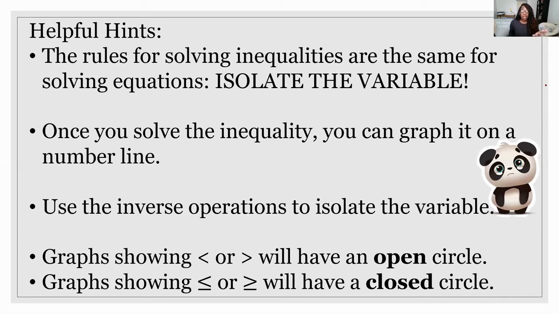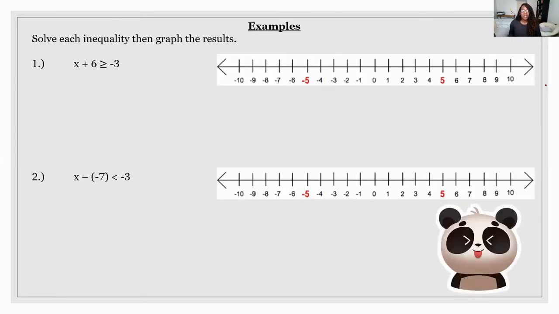Once you solve the inequality, you can graph it a lot easier on the number line. Remember, for graphing, if it's just less than or greater than, it's going to be an open circle. If it's less than or equal to or greater than or equal to, it's going to be a closed circle. So let's get to a couple of examples. We're going to solve these, and then graph them on our number line.